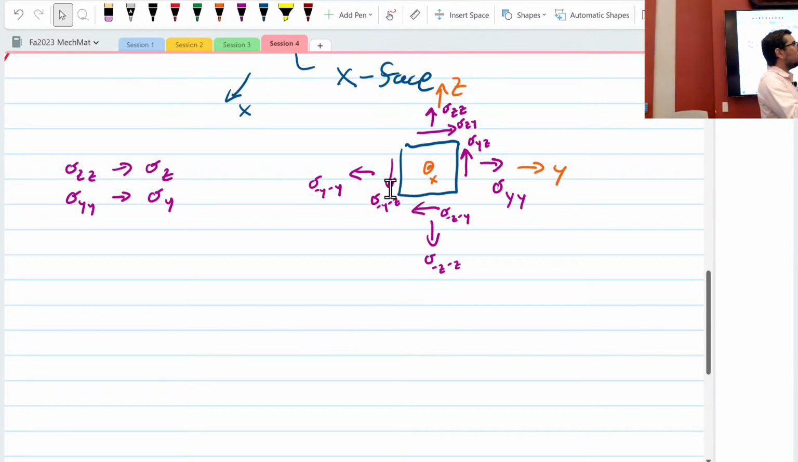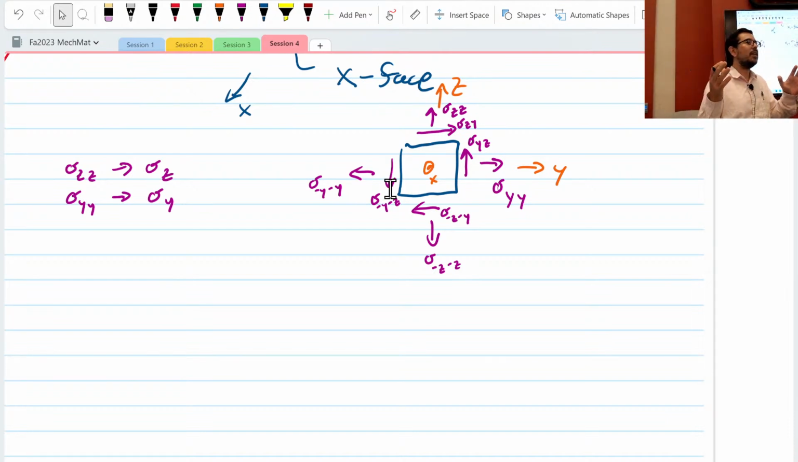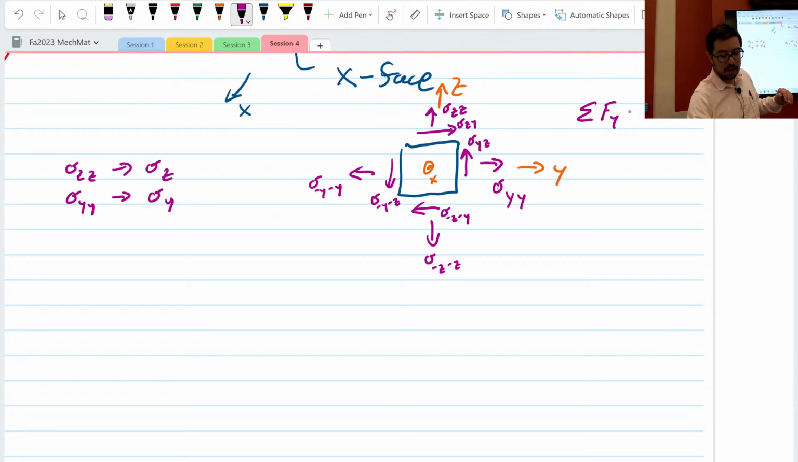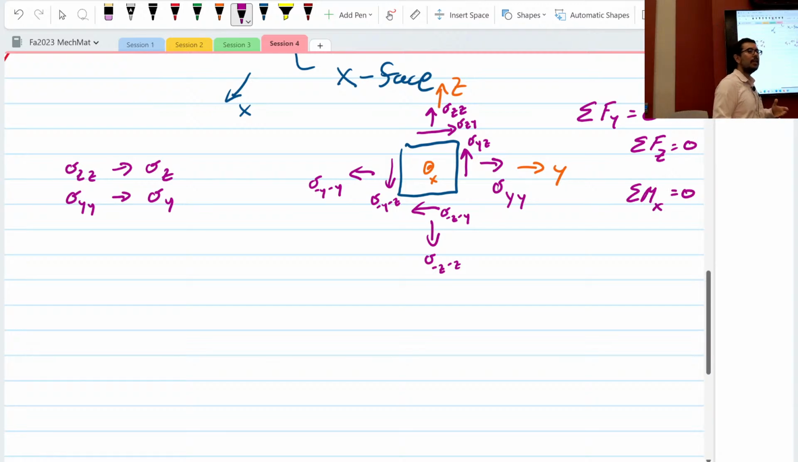Each of these micro material elements cannot be moving around. We're still doing statics, right? So, if I look at equilibrium in the y direction and in the z direction, and I look at moments about x, I need these to be satisfied. Okay? So in order for that to happen, there's one force associated with a stress.